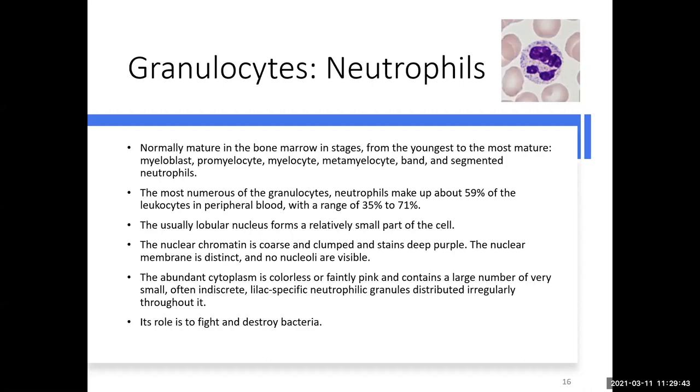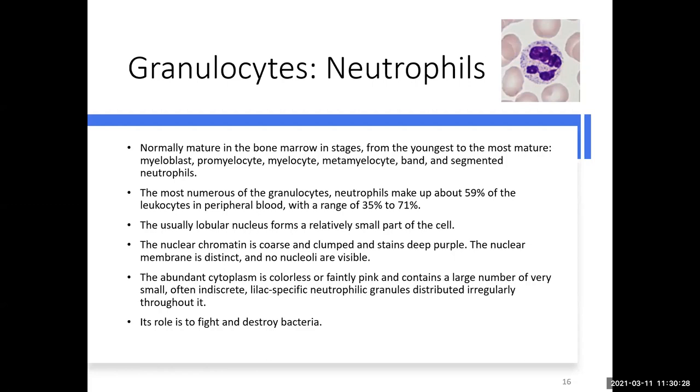They usually have a lobular nucleus, which takes up a small portion of the cell. The nuclear chromatin is coarse and clumped. It stains a deep purple. And the nuclear membrane is distinct. It has no nucleoli that are visible within your nucleus. You can't see any nucleoli here. The abundant cytoplasm is colorless, faintly pink. It contains small granules inside of it, and they are just spaced throughout the cell itself. The role of the neutrophil is to fight and destroy bacteria.